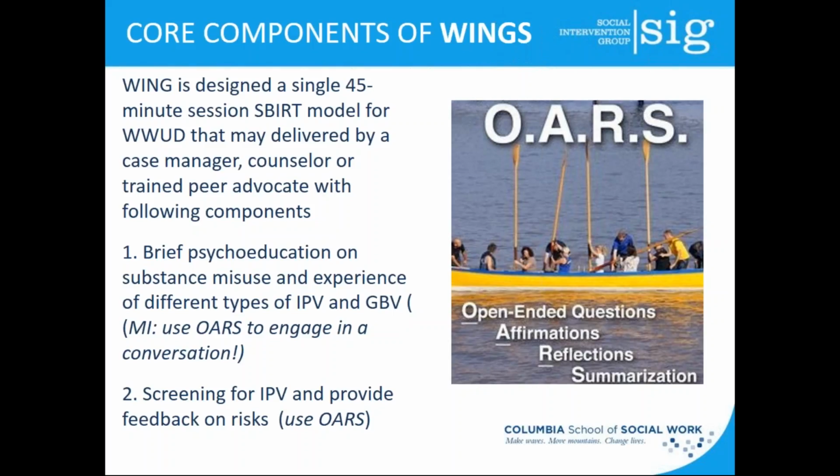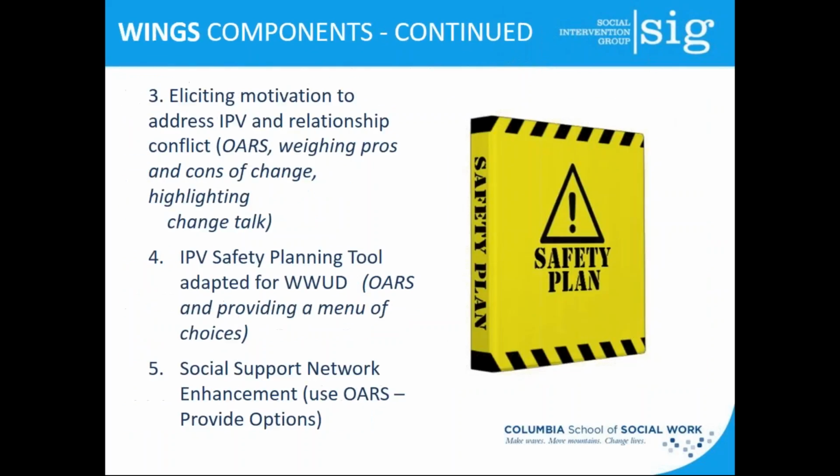And then we do a screening for IPV using a shortened version of the conflict tactics scales and psychological maltreatment inventory, and provide feedback on their risks, as if they're low, medium, or high risk. And then there's a motivational interviewing piece of eliciting motivation to really address IPV, helping them identify some of the negative consequences of the relationship conflict or abuse on their own well-being, mental health, the well-being of their children, and their whole working situation as well.